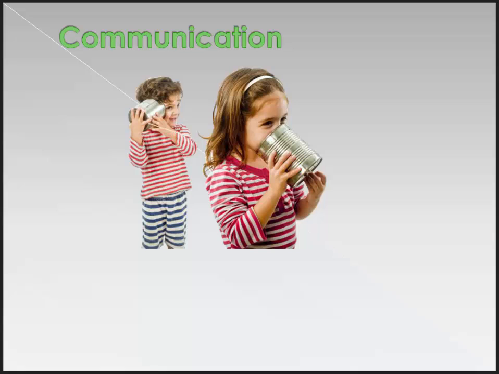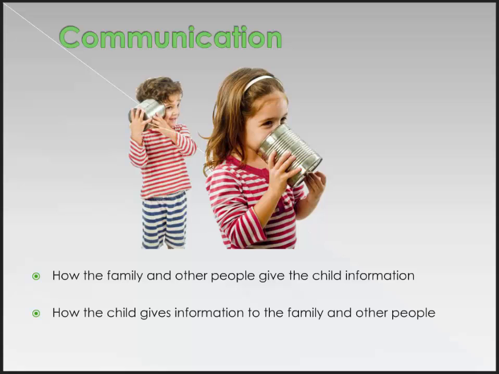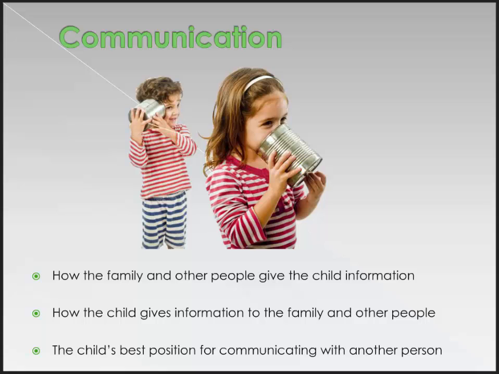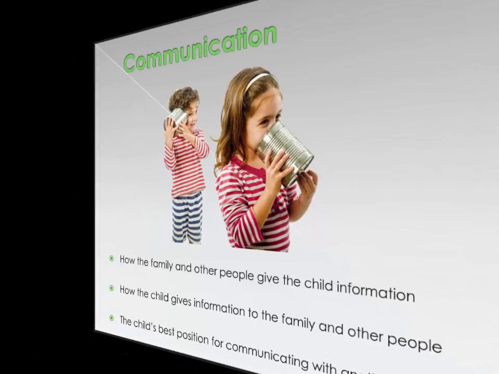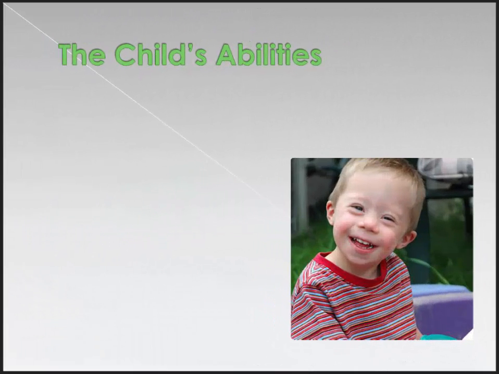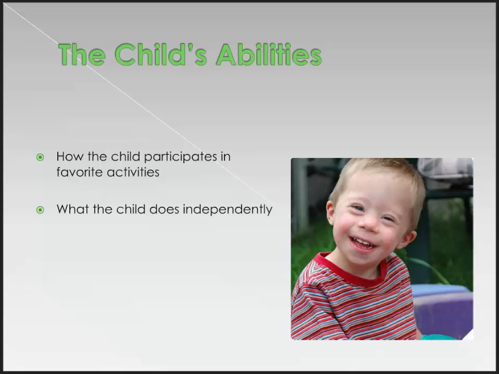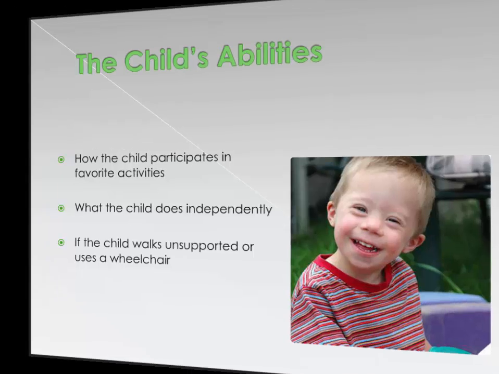Other kinds of information will include how the family and other people give the child information, such as using objects, pictures, or sign, how the child gives information to the family and other people, and the child's best position for communicating with another person. For example, if the child has a hearing loss, is it better to stand on one side or the other? You'll also get information about how the child participates in favorite activities, what the child does independently, and if the child walks unsupported or uses a wheelchair.